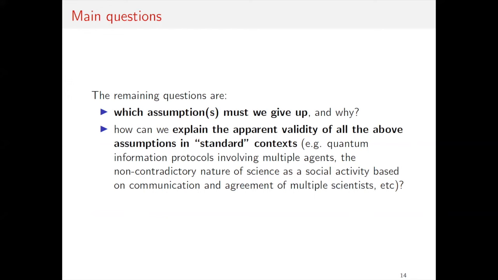Quantum information theory protocols, communication protocols, typically involve multiple observers. And there we don't seem to assume any contradiction. Even when we look at science as a social activity, we have scientists communicating about their measurement outcomes or results or experiments. We don't apparently seem to assume any contradiction there.